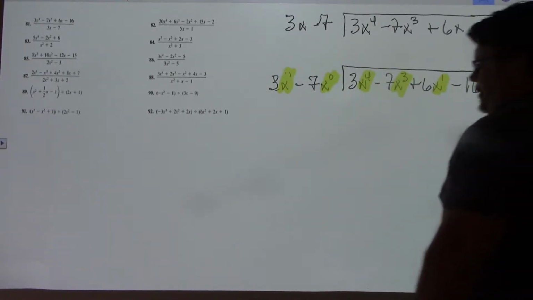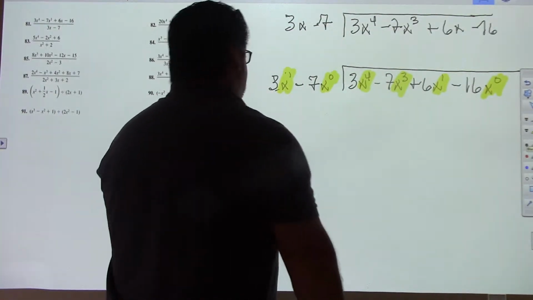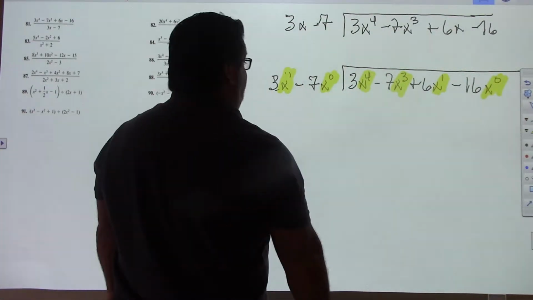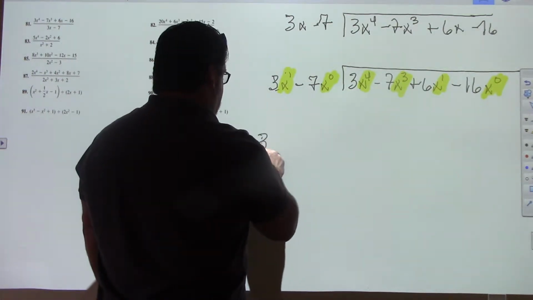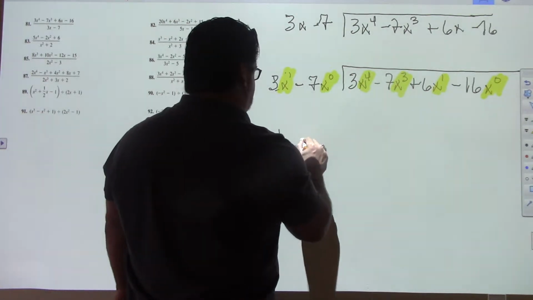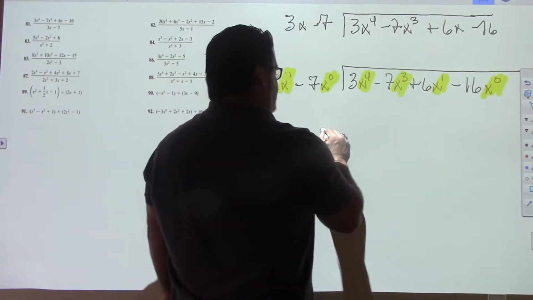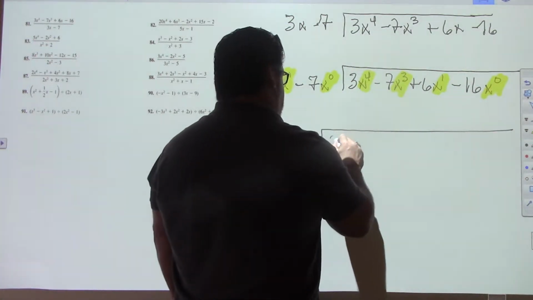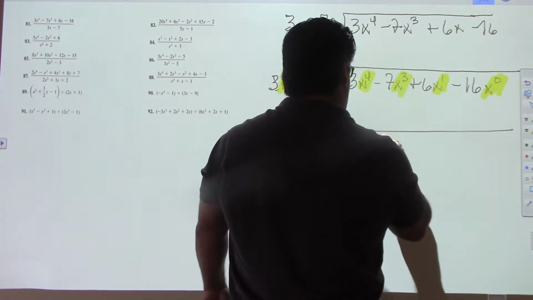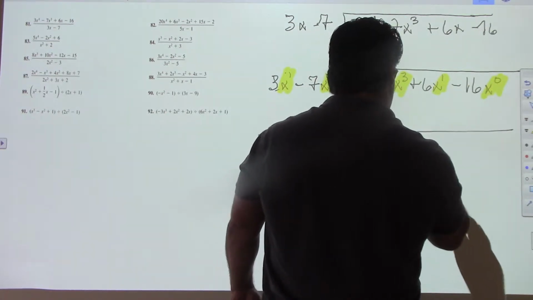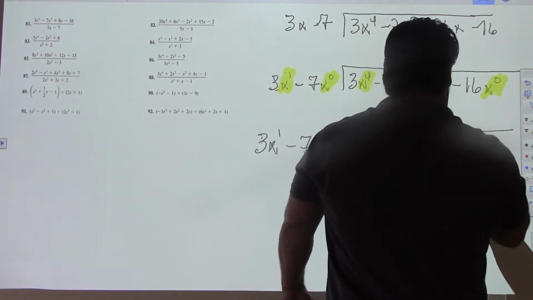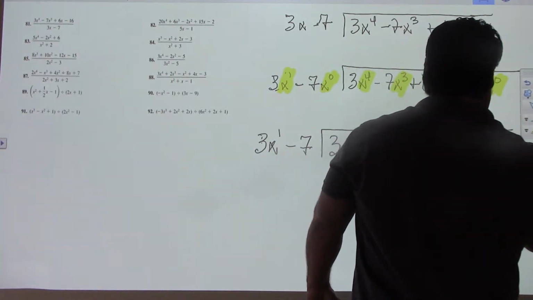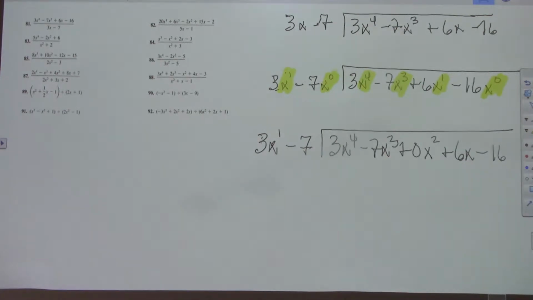Now, I don't care how you do it. You can do it with a blank, you can do it with a 0 term, or you can just leave a space there. So 3x to the first minus 7 into 3x to the fourth minus 7x to the third plus 0x squared plus 6x minus 16. Now we are ready to divide.